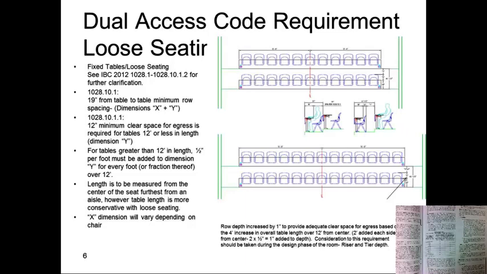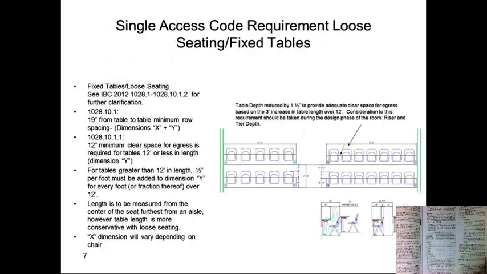I know that you've been to lots of different types of concerts and stuff, and you think, oh my gosh, I have no knee room whatsoever. A lot of times they'll end up measuring, because people can stand, and then from the standing motion they're going to measure from the back of the chair to the other one to be able to get out. Row depth is increased by 1 inch to provide adequate clear space for egress based on the 4-foot increase in an overall table length or 12 feet from center. So go back and look at the IBC code book to kind of understand this.